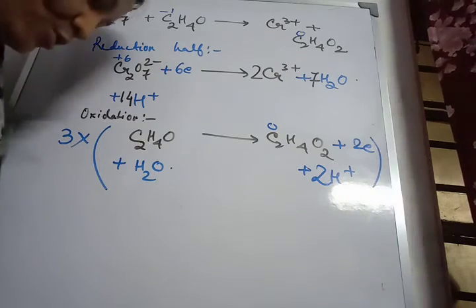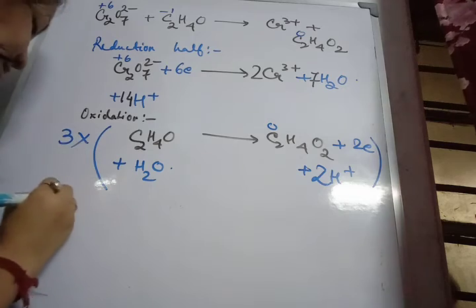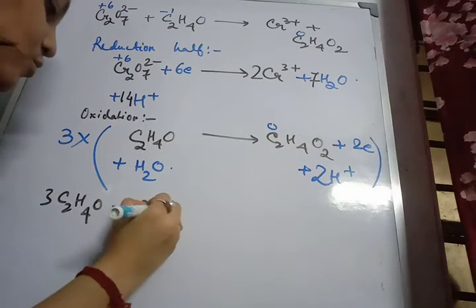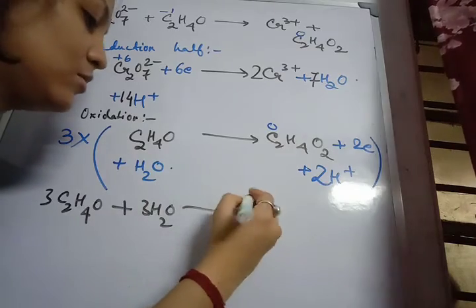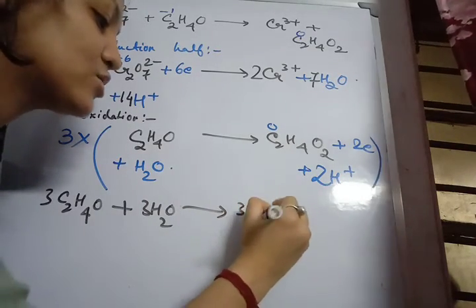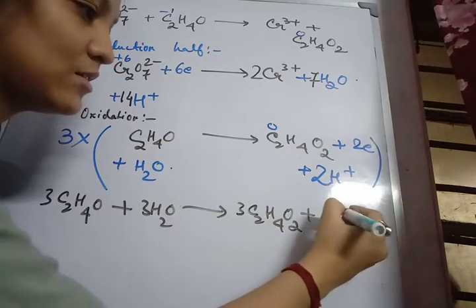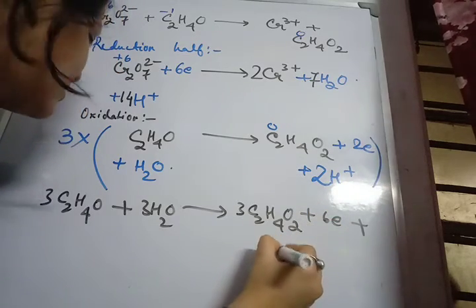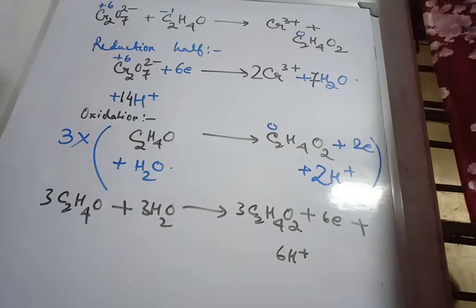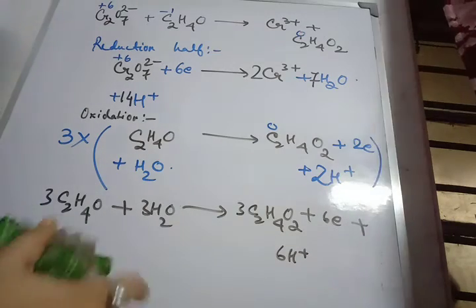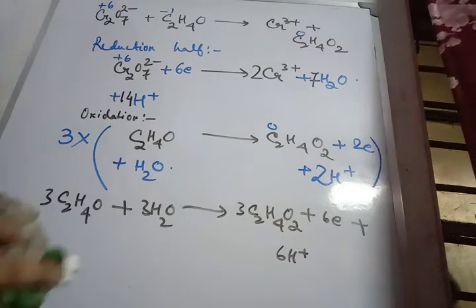So what do we get? We get 3C2H4O plus 3H2O, arrow 3C2H4O2 plus 6 electrons plus 6H+. So this is a balanced oxidation half reaction.